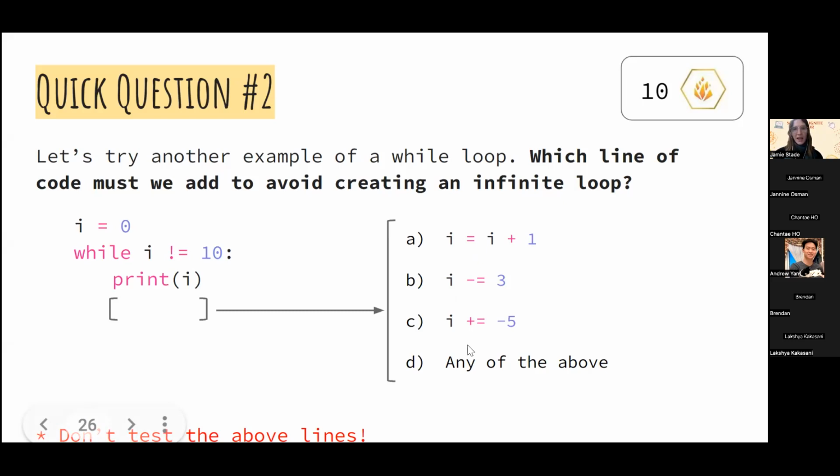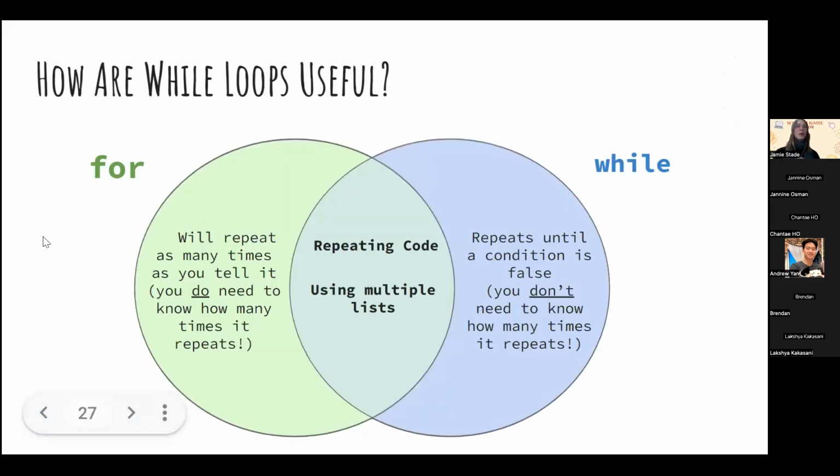In both B and C, we are decrementing I, either by subtracting a positive number or adding a negative. Both of these will make I lower, and then it just keeps getting further away from 10 and never closer to 10. So that will still create an infinite loop, because we'll never have the case where I is equal to 10. Okay, now we'll continue on.